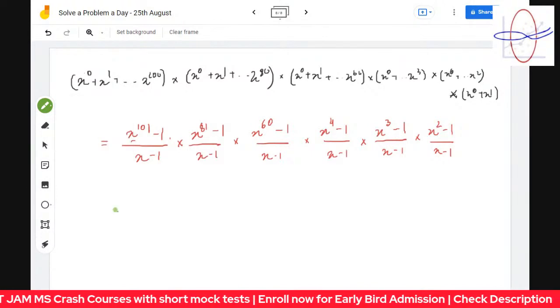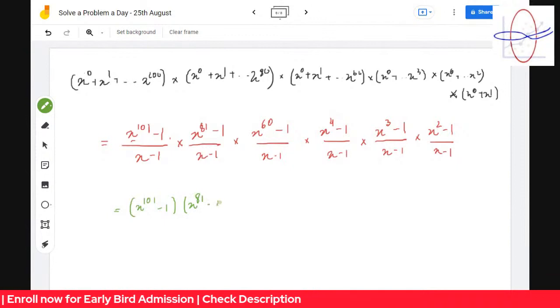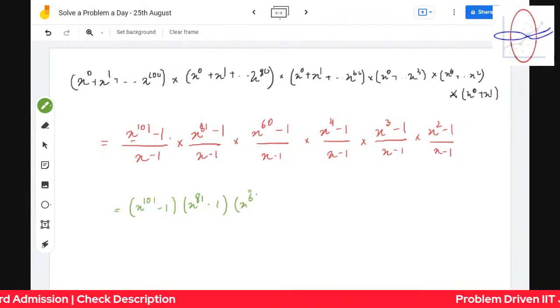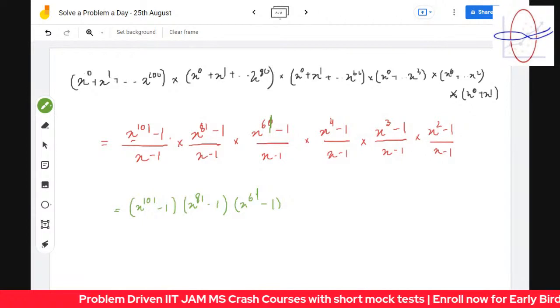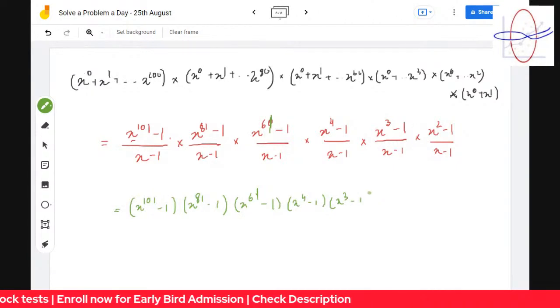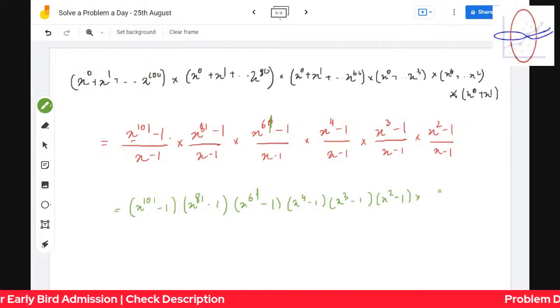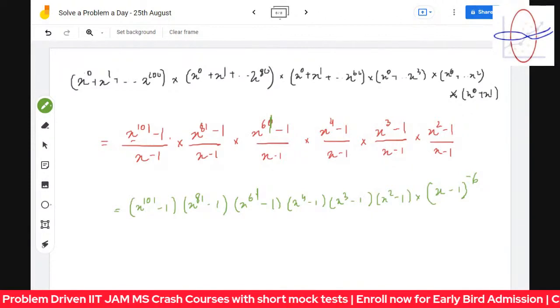Now, its multiplication is like this. It's x to the power 100 minus 1 times x to the power 81 minus 1 into x to the power 61 minus 1. We are using the result that 1 plus x plus up to x to the power n is equal to x to the power n plus 1 minus 1 by x minus 1. You are using the GP series, okay? It would be the GP series result. And we get this times, this is the most important part, times x minus 1 to the power minus 6. Okay, so we will use now the general binomial theorem over here.